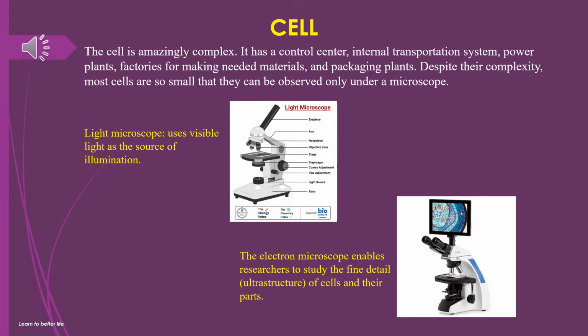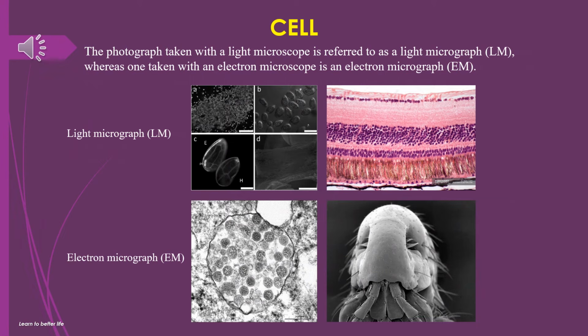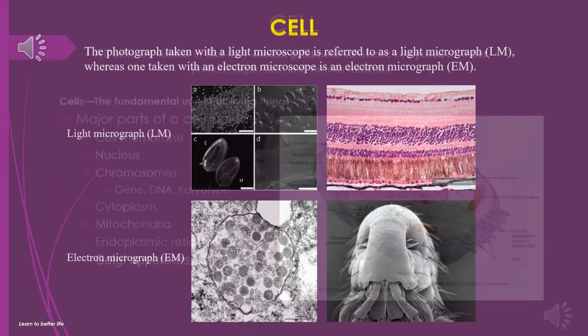Light microscope uses visible light as the source of illumination. And the electron microscope enables researchers to study the fine detail, ultrastructure, of cells and their parts. The photograph taken with a light microscope is referred to as a light micrograph, LM, whereas one taken with an electron microscope is an electron micrograph, EM.